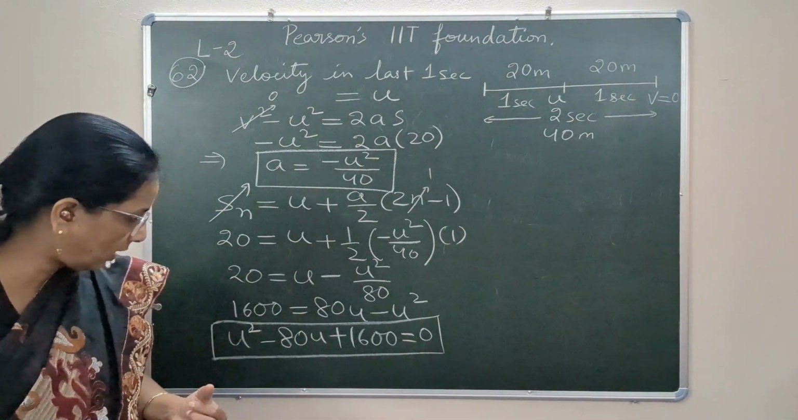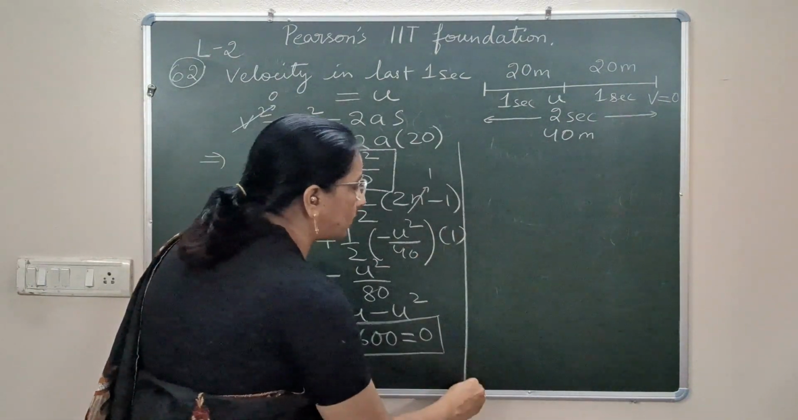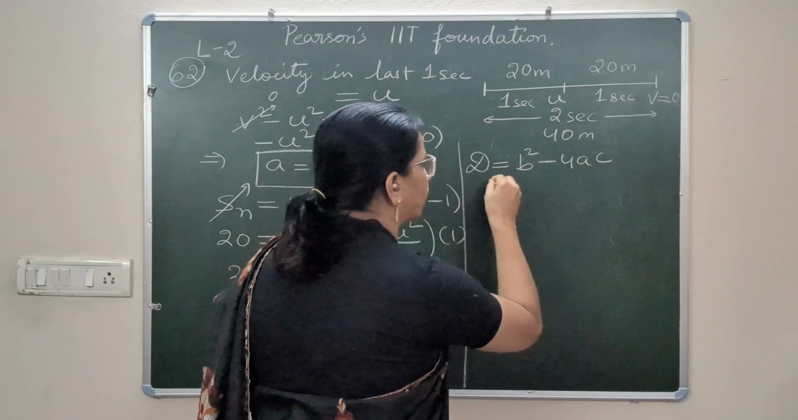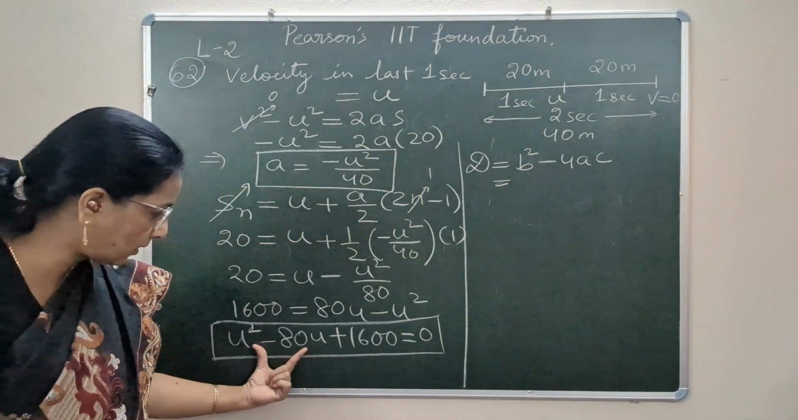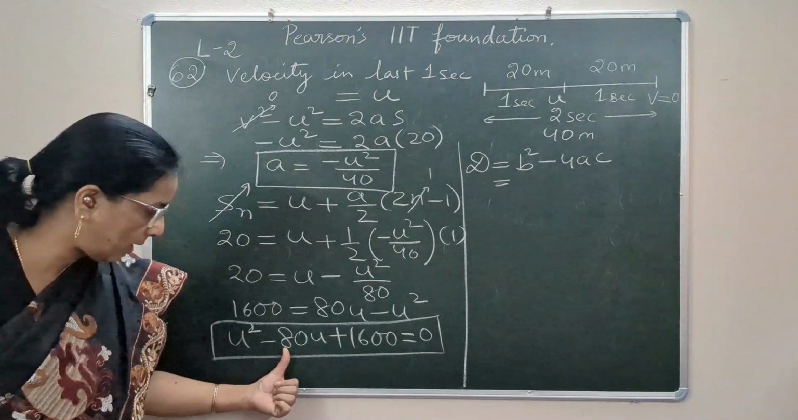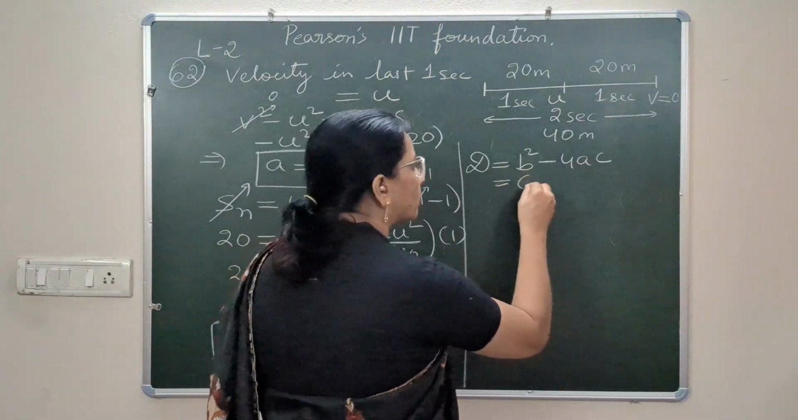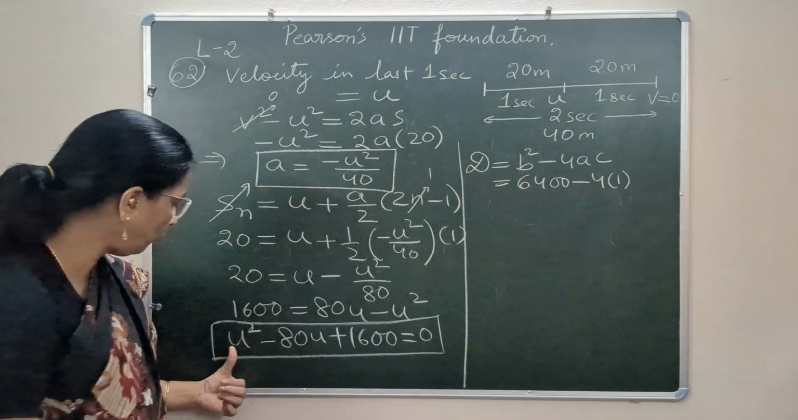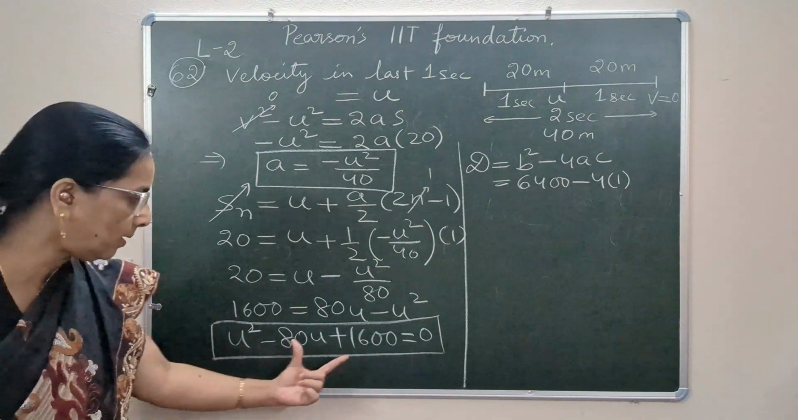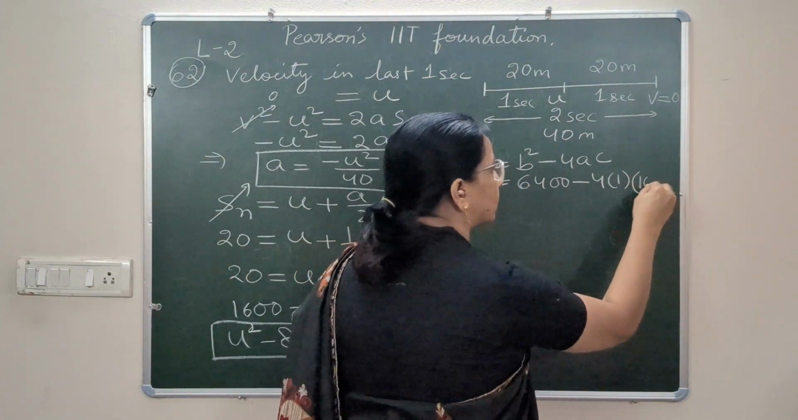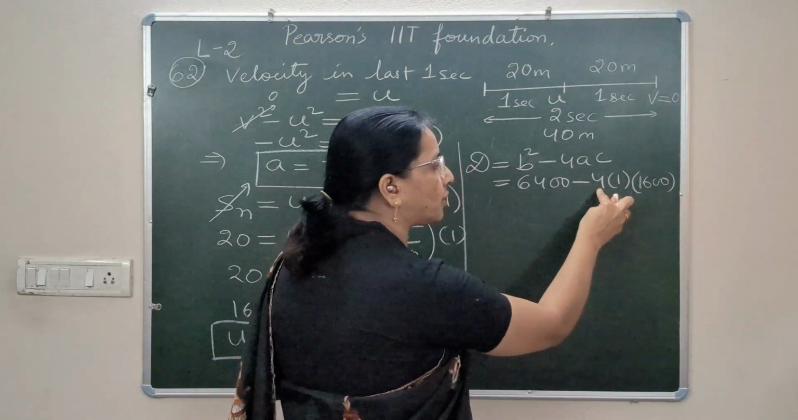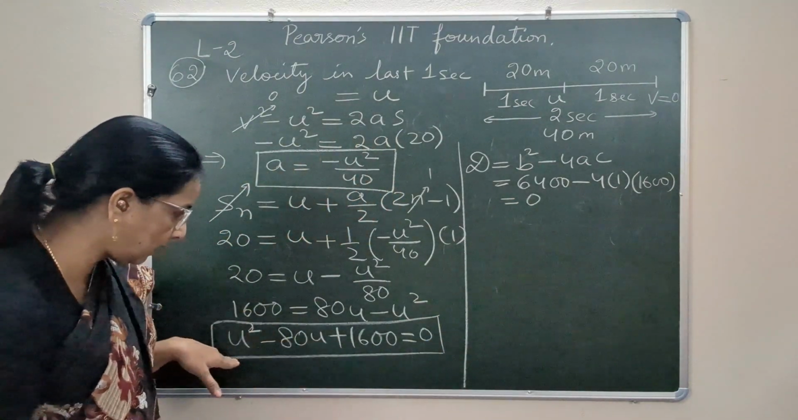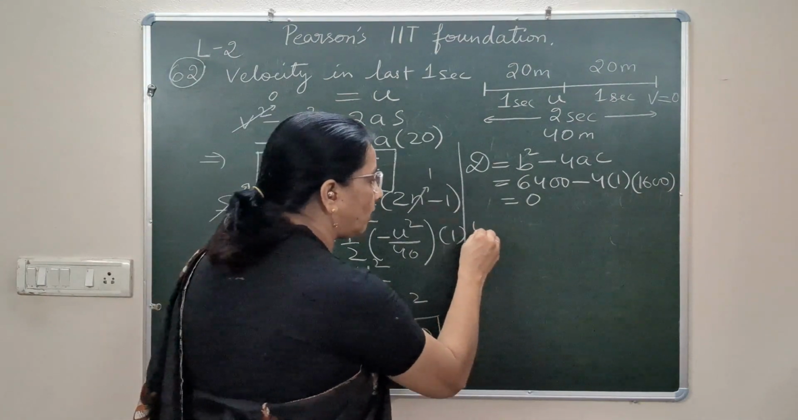So I am going to use the quadratic formula. For that, first we will use the discriminant formula. Discriminant is b square minus 4ac. b square means minus 80 squared. A negative squared is positive, 8 squared is 64, so 6400. So 6400 minus 4 times a, where a, the coefficient of u square, is 1, and c is 1600. So this is 1600. 16 fours is 64, so this is also 6400. So the discriminant is 0. That would mean that this is a perfect square, so we can find the u value.